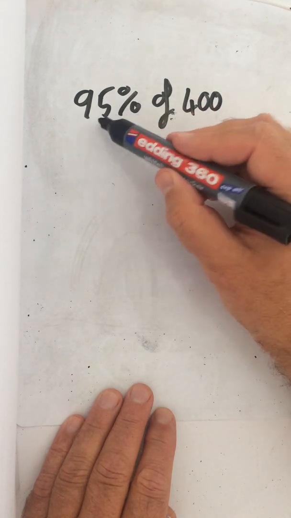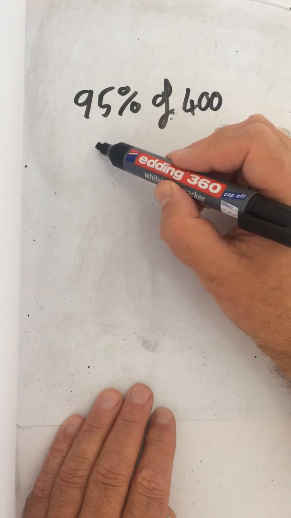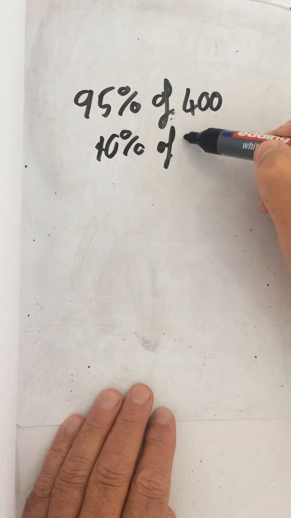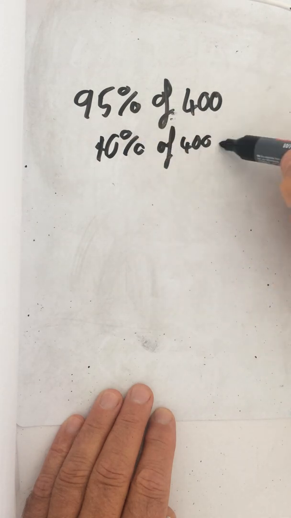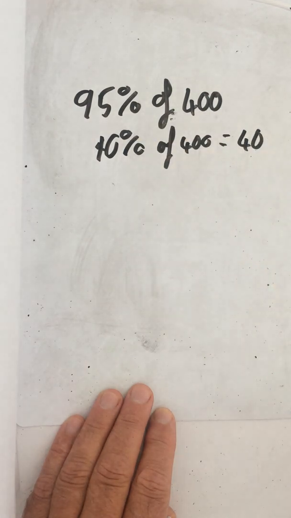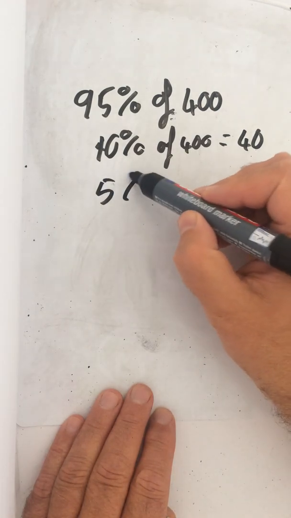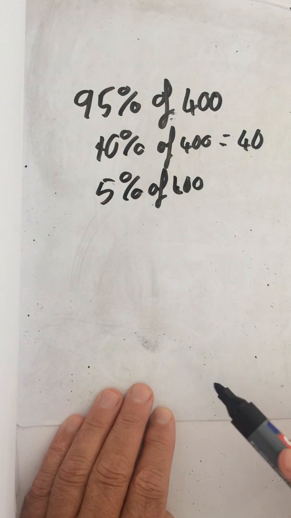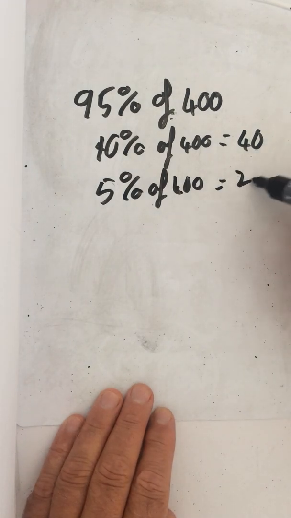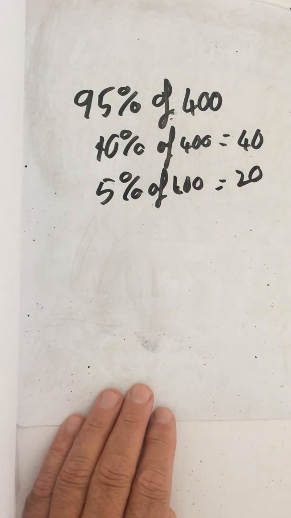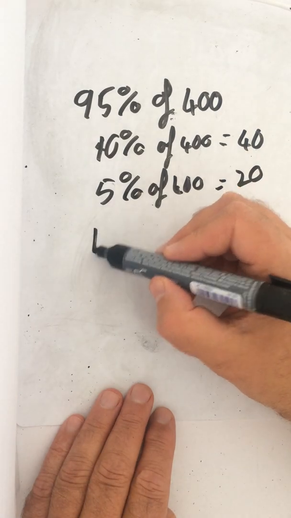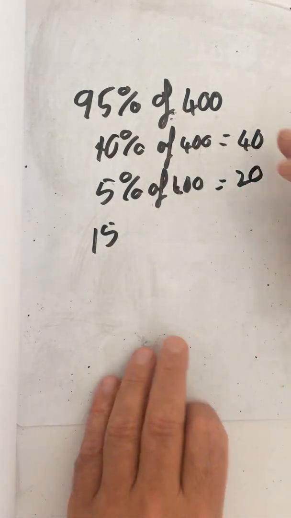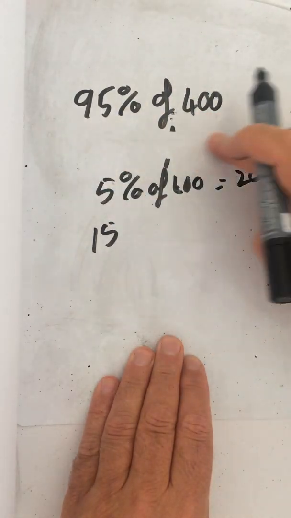So anything like this, I think, well, if I can find 5%, so first of all, let's find 10% of 400. So I'm dividing by 10 is 40. Now if I find 5% of 400, it's 20. So that's 5% is 20. I don't need to do 15% here.